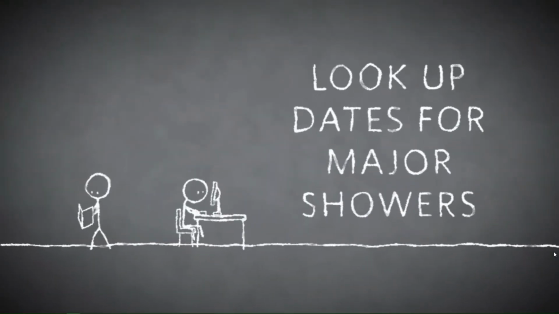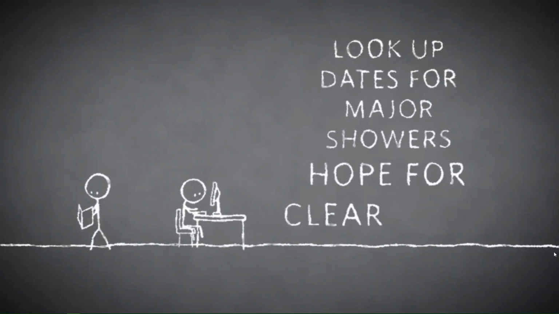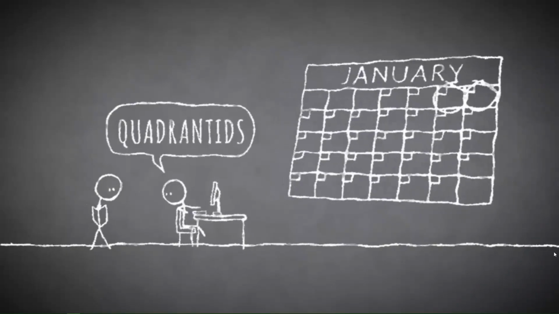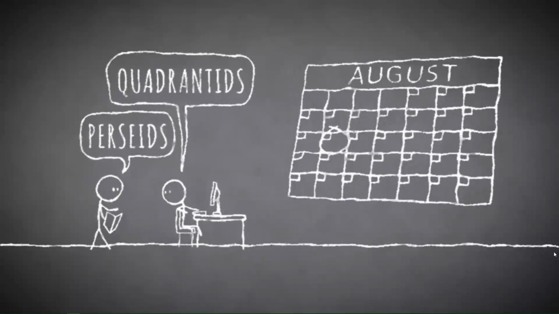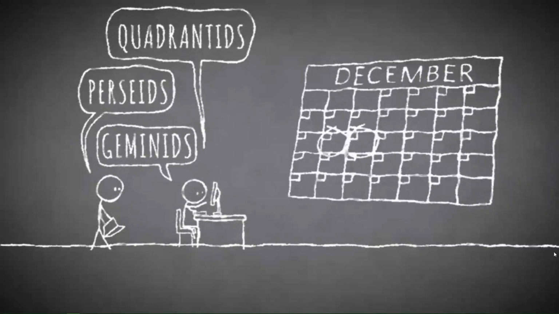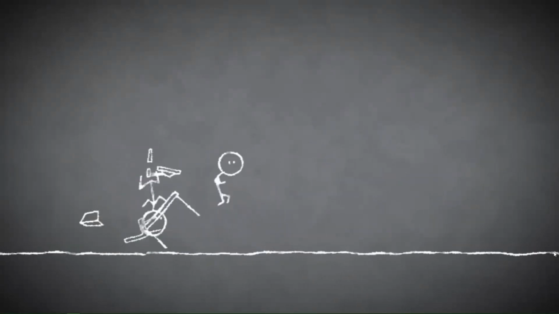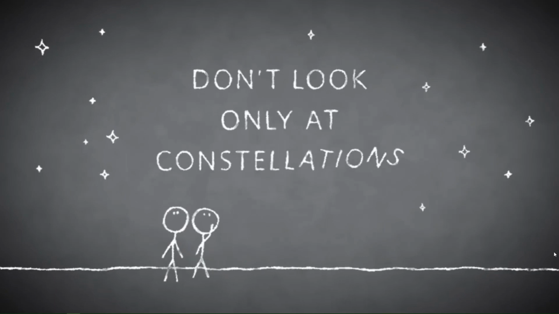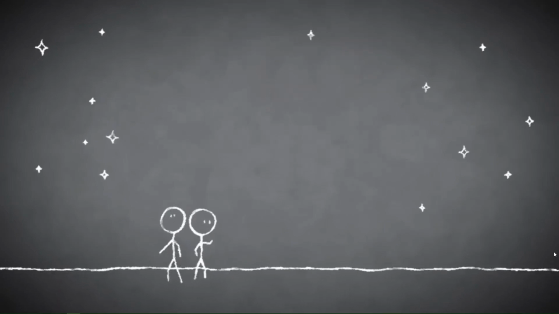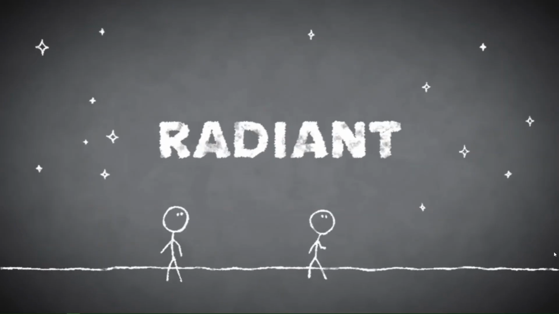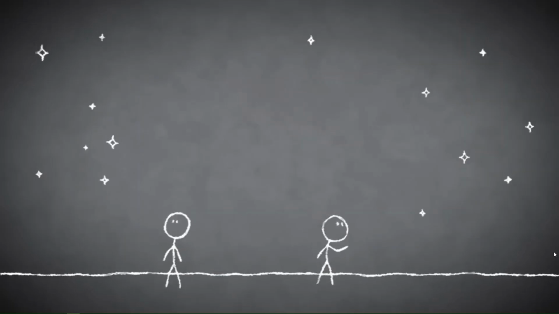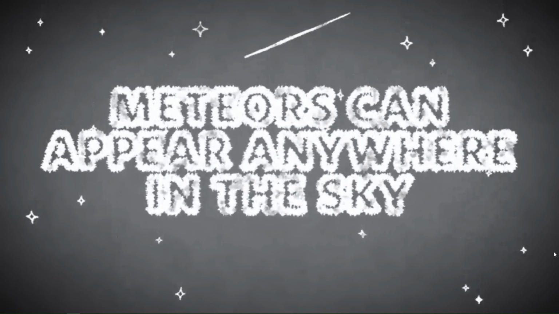To see a meteor shower, first look up the peak dates of the major showers and hope for clear skies. Good displays to keep track of are the Quadrantids in January, the Perseids in August, and the Geminids in December. Although these showers are named after particular constellations, that doesn't mean to look only toward those constellations. The names simply indicate where the shower's radiant is located, or the point from which the meteor trails seem to emanate. The meteors themselves can appear anywhere in the sky.